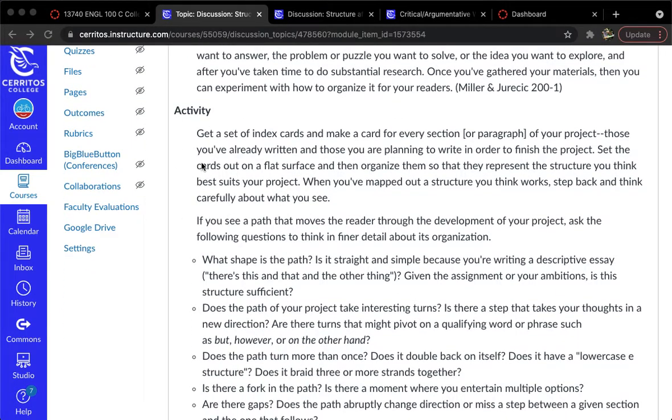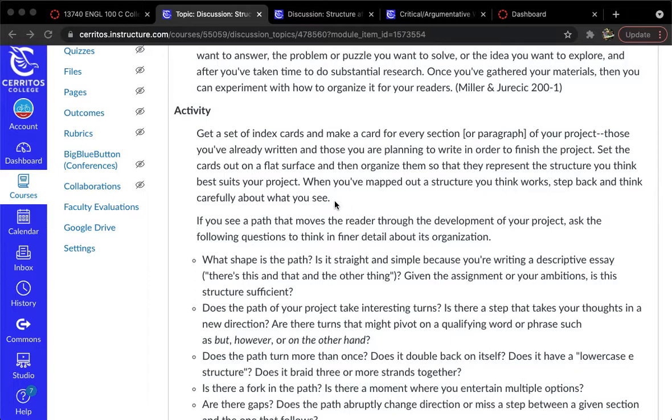So the activity: get a set of index cards and make a card for every section or paragraph of your project. Those you've already written and those you are planning to write in order to finish the project. Set the cards out on a flat surface and then organize them so that they represent the structure you think best suits your project. When you've mapped out a structure you think works, step back and think carefully about what you see.